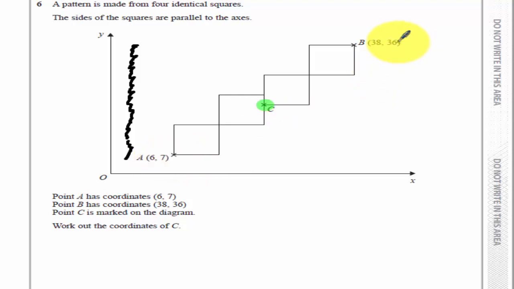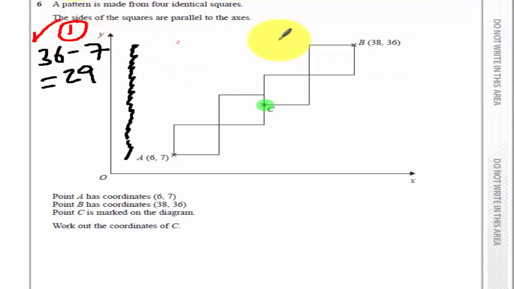coordinates. So I'm going to do 36 take away 7. Simply writing down 36 take 7 should pick you up a mark. And if you write the answer of 29, that will definitely pick you up a mark.